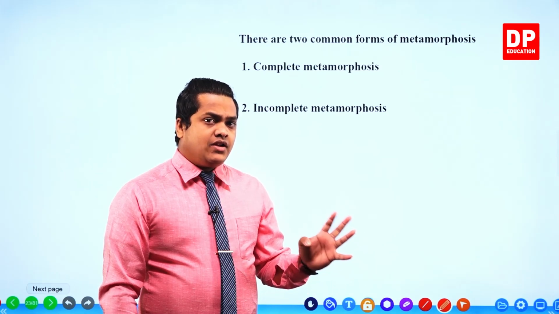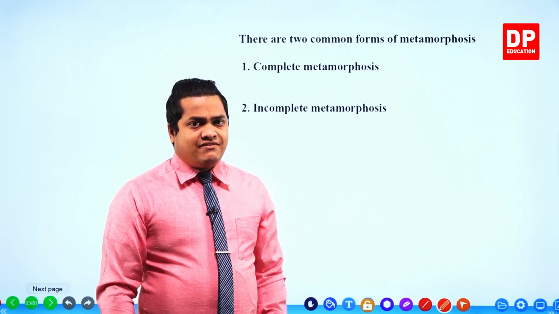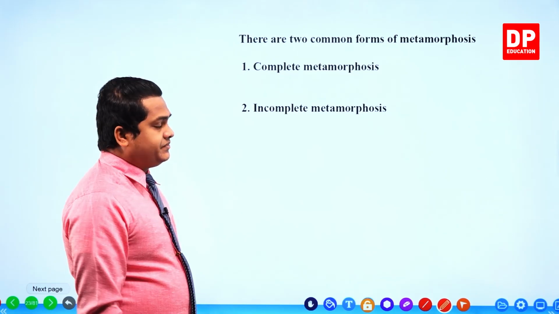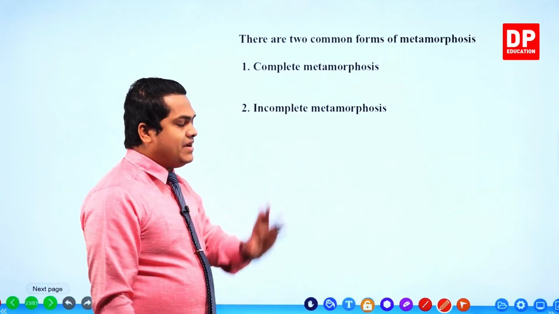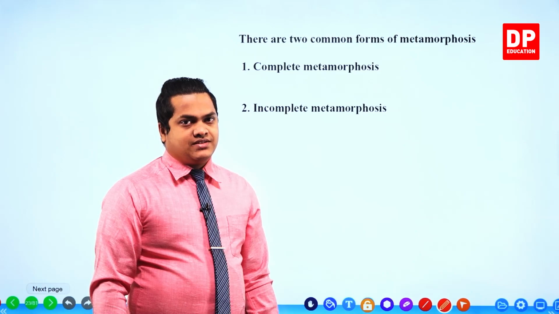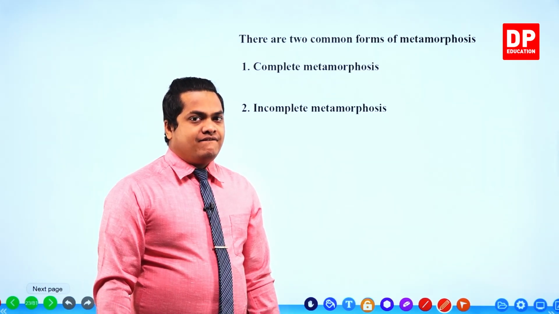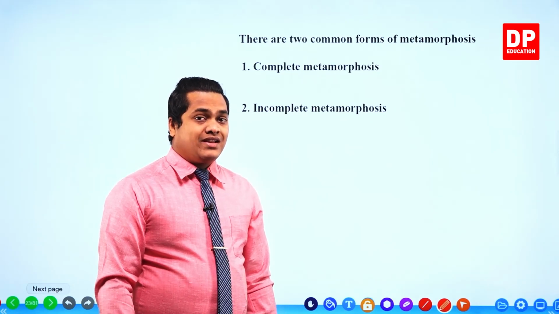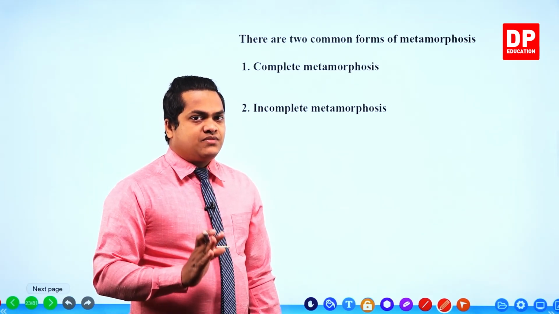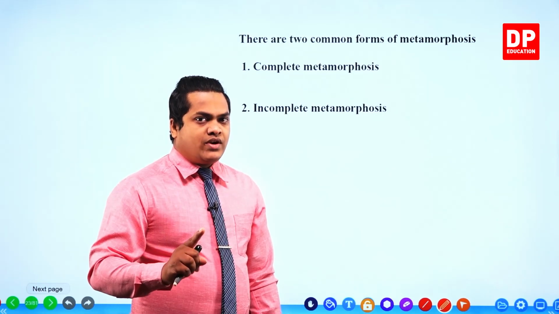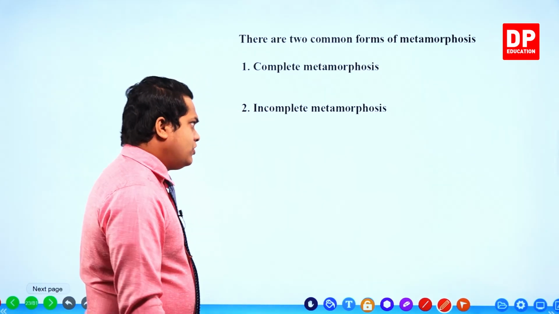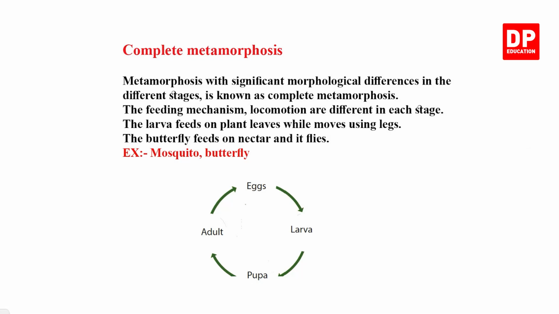So, depending on that feature, my dear children, we can divide metamorphosis into two main categories: complete metamorphosis and incomplete metamorphosis. Depending on the two main features that you identified in the earlier activity, we can divide the metamorphosis process into two main categories. The first one is complete metamorphosis and the second is incomplete metamorphosis. Now let's observe what these two types of metamorphosis are, my dear children.